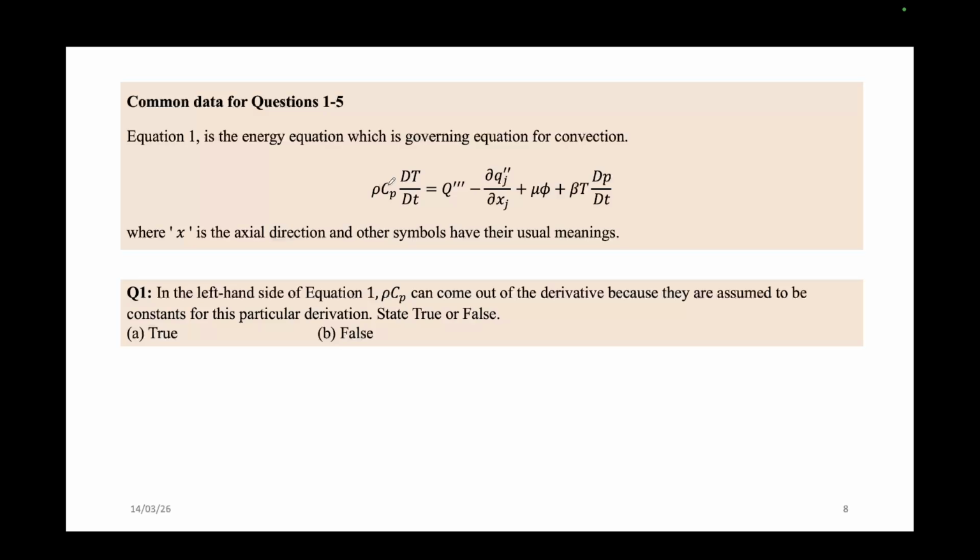Coming to this first question, the equation is given, and in this question it is said that the left hand side of equation one, rho Cp, can come out of the derivative because they are assumed to be constant for this particular derivation. State true or false. Please try to answer. Anyone? Please try to answer this question. I am giving you 1 minute to think.